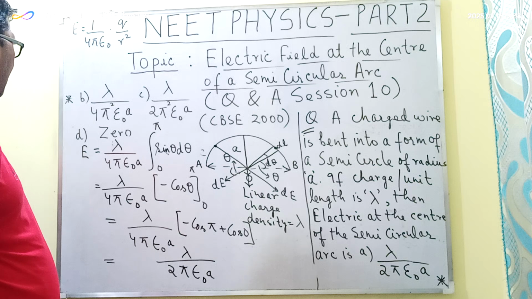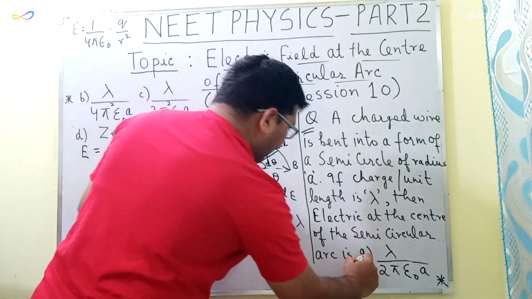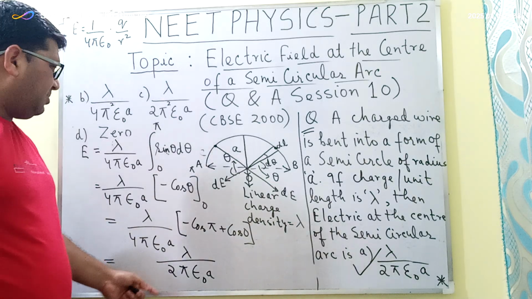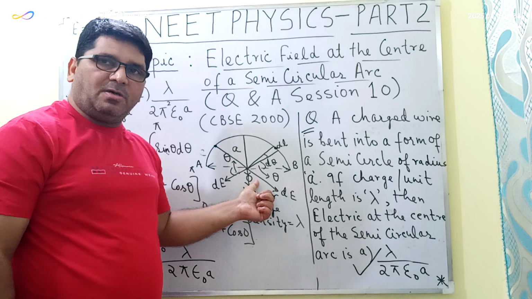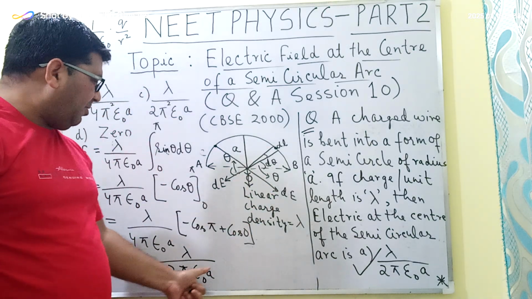So the correct option here is A, that is, lambda divided by 2 pi epsilon naught A. So the value of the electrical field at the center of this semicircular arc will be equal to lambda divided by 2 pi epsilon naught A.